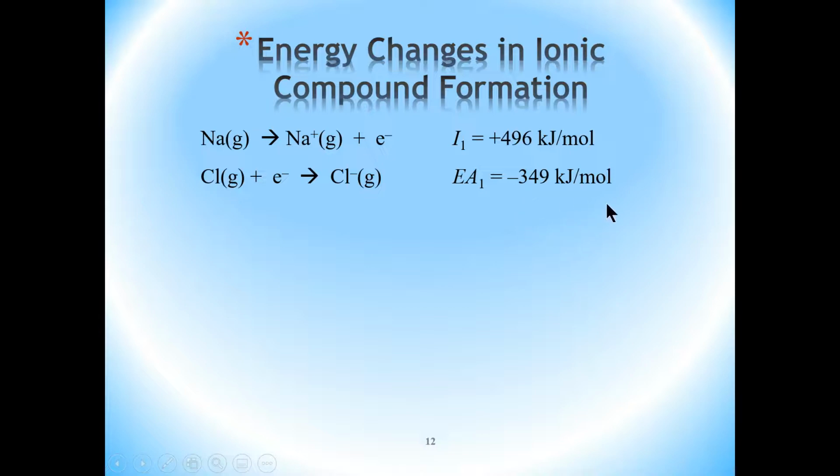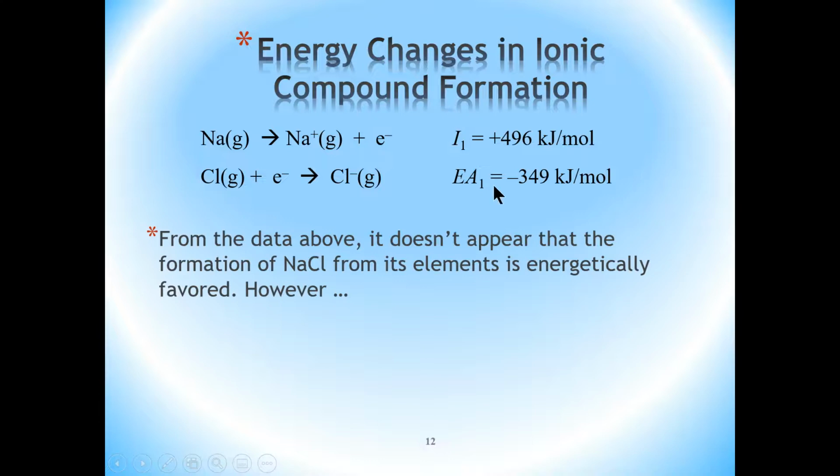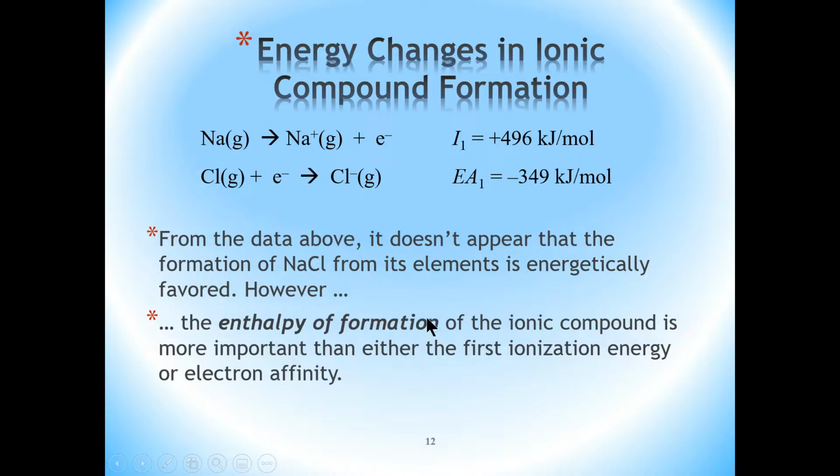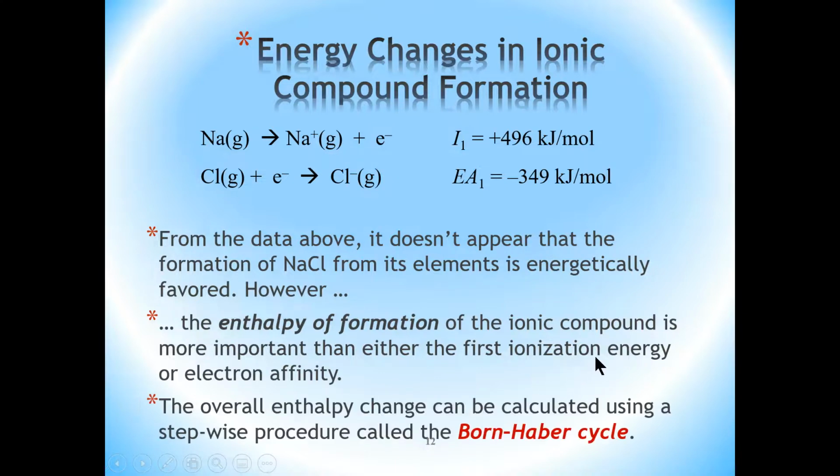Now, based on these two values, one might come to the conclusion that the energy change occurring is so small that it doesn't really have an influence on the energetic favorability of the formation of sodium chloride. However, one important factor that one has to take into account when determining how stable a compound is, is the enthalpy of formation of the ionic compound. And that is more important than either the first ionization energy or the electron affinity for chlorine.